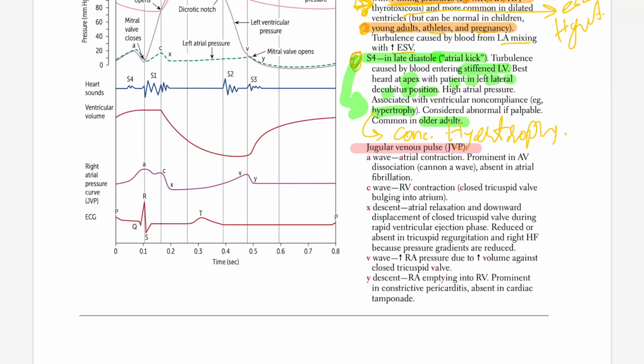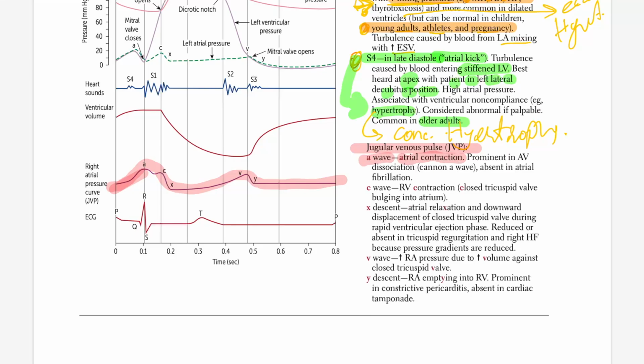JVP, jugular venous pressure. If you look here, you have an A, C, X, V, and Y, right? Whatever is going down is going to be the descent. So look at the A wave. A wave is going up. We call the A wave an atrial contraction occurring at that time. So the atria is contracting. That's going to be the A wave.